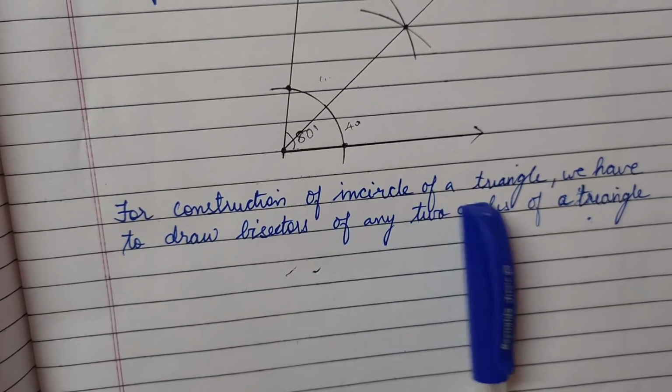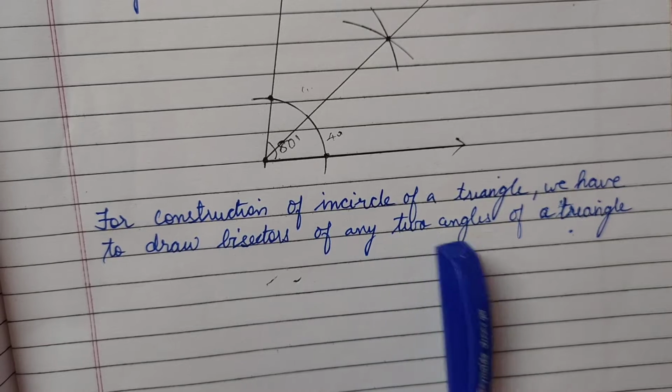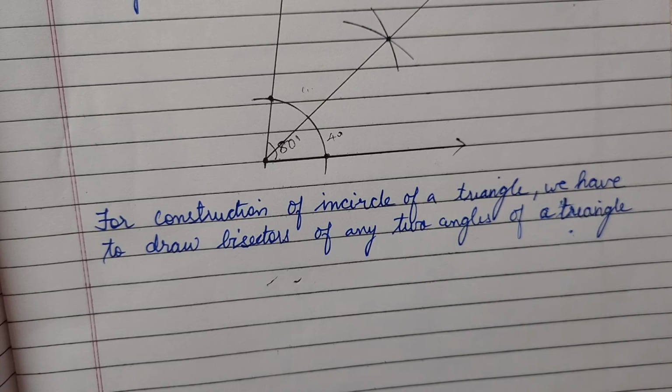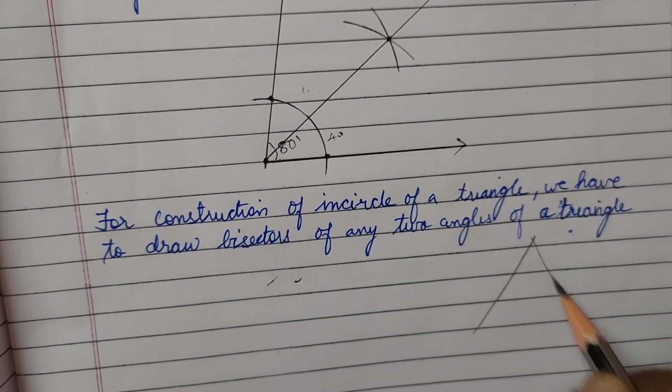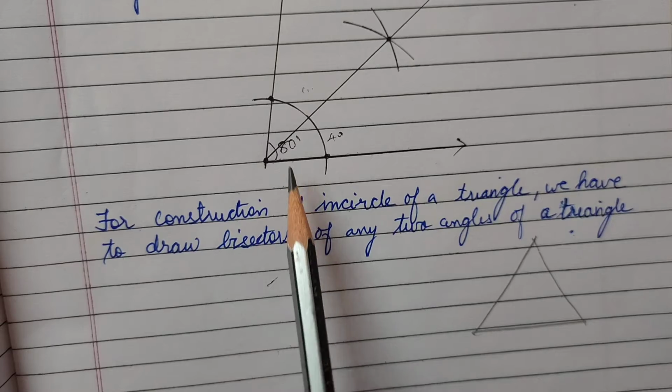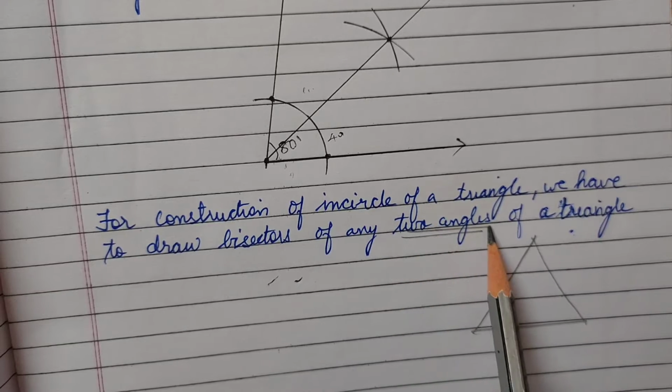For the construction of in circle of a triangle, we have to draw bisectors of any two angles of a triangle. What does this statement mean? That if this is a triangle, we need to draw an angle bisector like this in any two angles. Any two angles of a triangle.